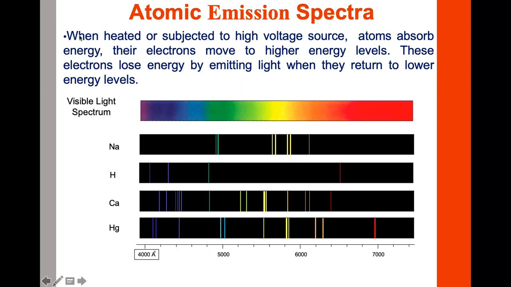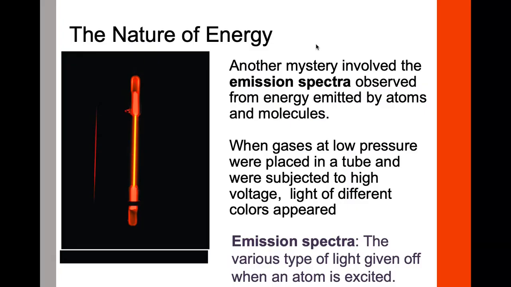Okay, so when heated or subjected to high voltage source, atoms absorb the energy and their electrons move to a higher energy level. Now, these electrons, they cannot stay at that higher energy level for a long time. They come back to their ground state, to the state that they were earlier by giving off light. So, electrons which have absorbed energy, they can lose that energy by emitting light. And that's what we have been seeing here.